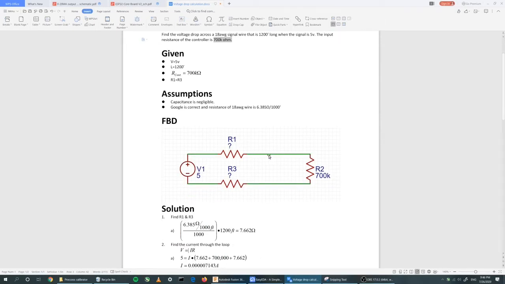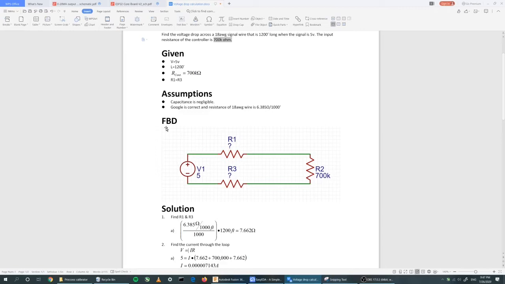We're going to assume that there's a capacitance between these wires here, and we'll go down to our free body diagram in a second. We're also going to assume that Google is correct and the resistance of 18 American wire gauge is 6.385 ohms per 1,000 feet.